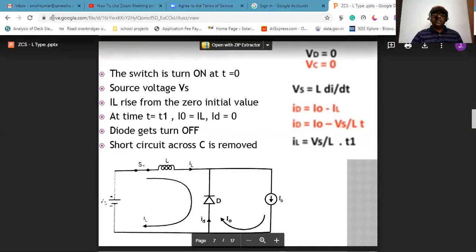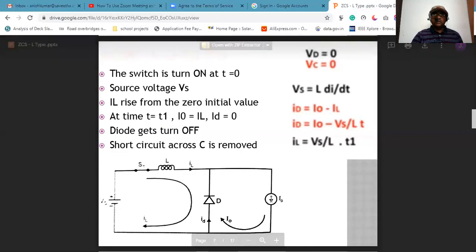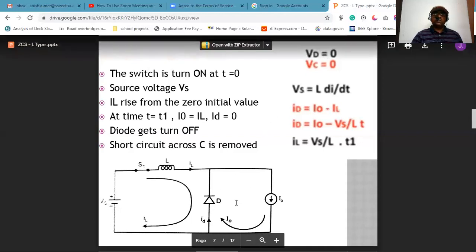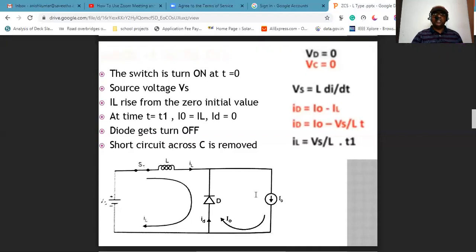Initially, the switch is open. So this is a short circuit. The output current will flow through this freewheeling diode. So it's a short circuit, and therefore the voltage VD is 0.